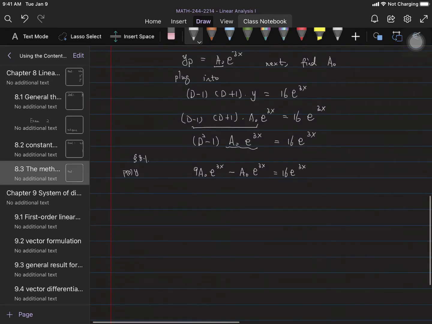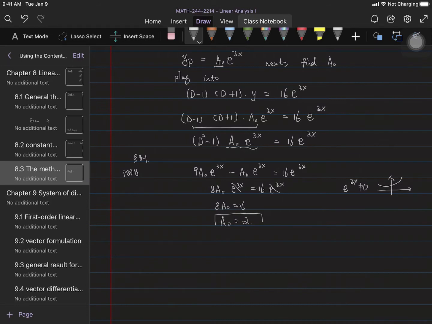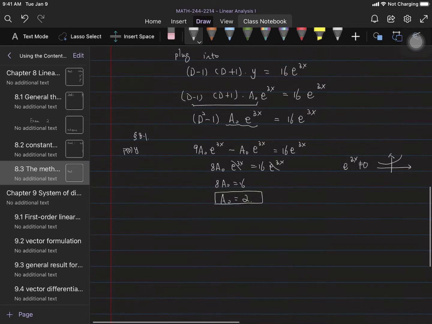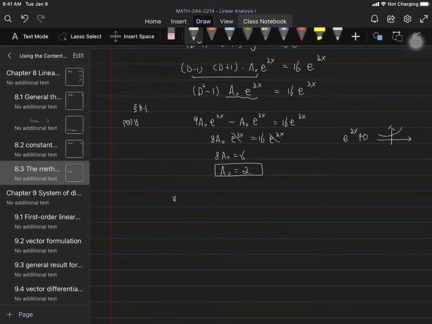So from here we can simplify and solve for a naught. The left side becomes 8 a naught e to the 3x equals 16 e to the 3x. Because e to the 3x cannot be 0, exponential function, the range is always greater than 0, we can just cancel them. Divide by e to the 3x. That means 8 a naught equals 16. A naught equals 2, right? So we find a naught. This is called undetermined coefficient. Okay, undetermined coefficient. And now let's write down our general solution.